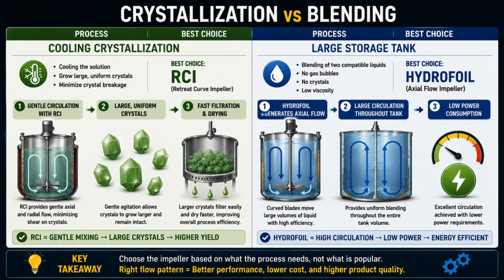Now consider a completely different application. A large storage tank blending two compatible liquids. There are no gas bubbles, no crystals, no highly viscous material. The goal is simply to circulate a large volume of liquid while consuming as little power as possible. In this case, a hydrofoil impeller is often the better choice because it provides excellent circulation with lower energy consumption.